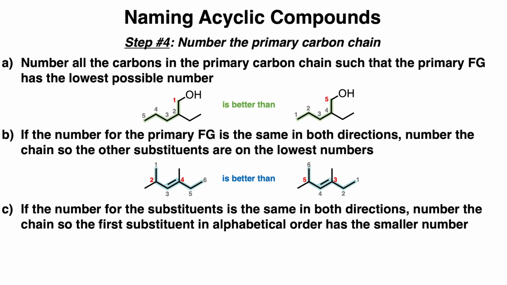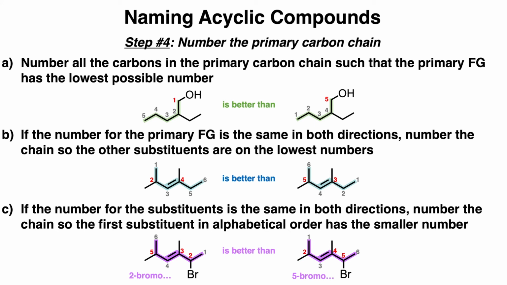And if the number for the substituents is the same in both directions, number the chain so the first substituent in alphabetical order has the smaller number. So the first molecule where bromine is on C2 is better than when it's on C5.